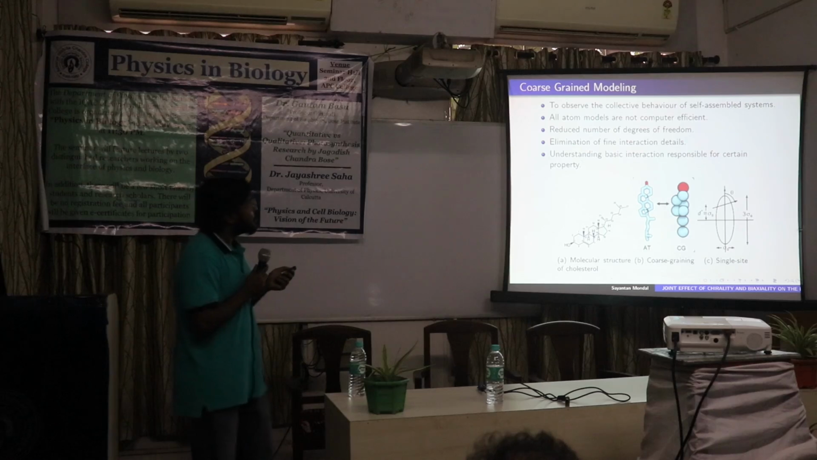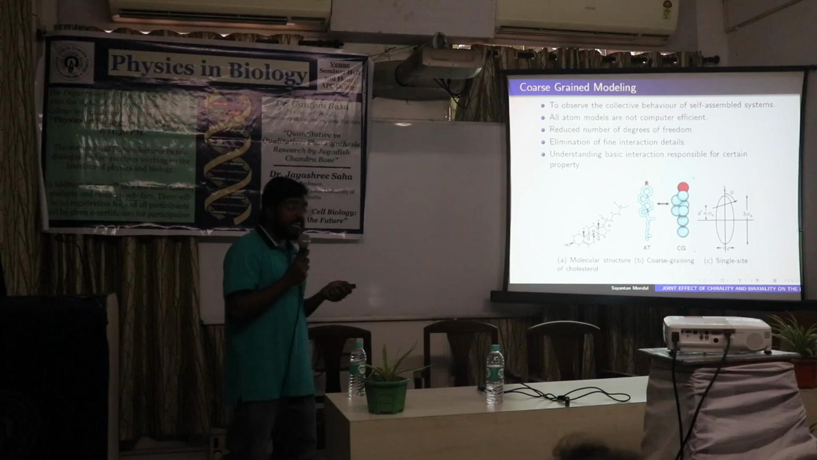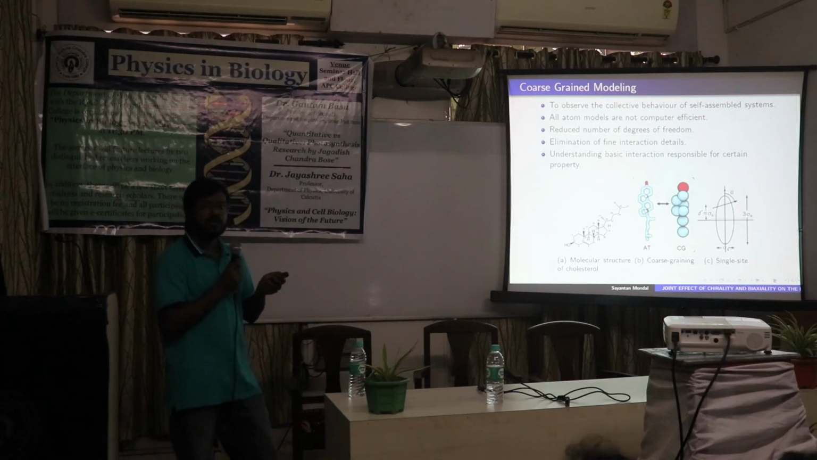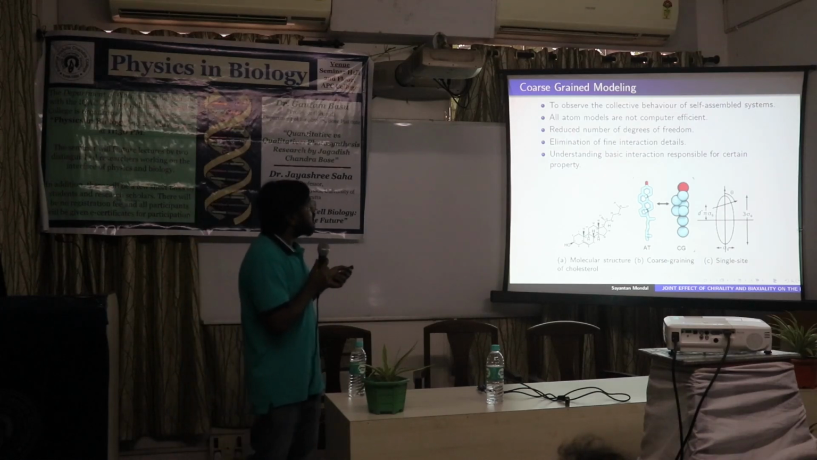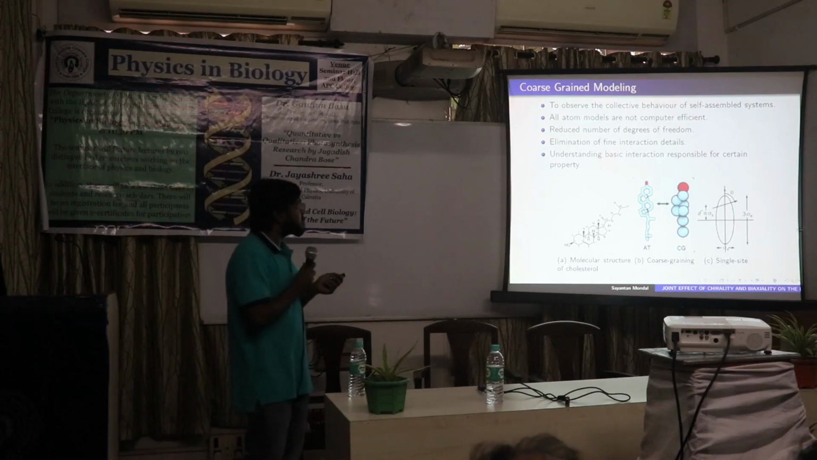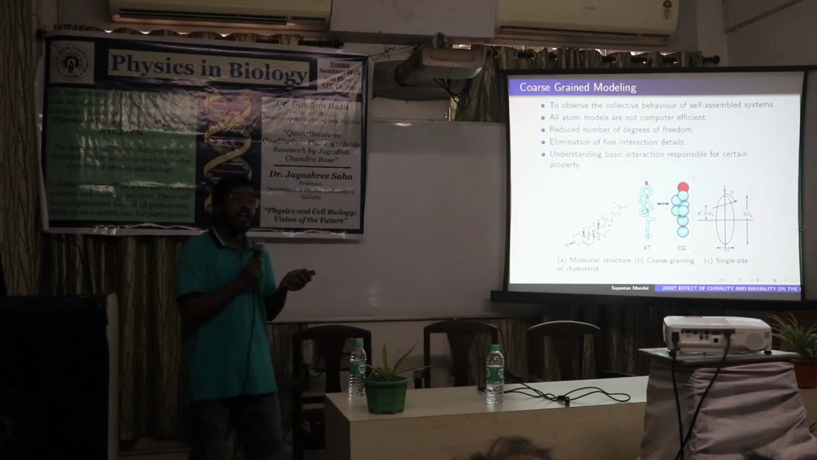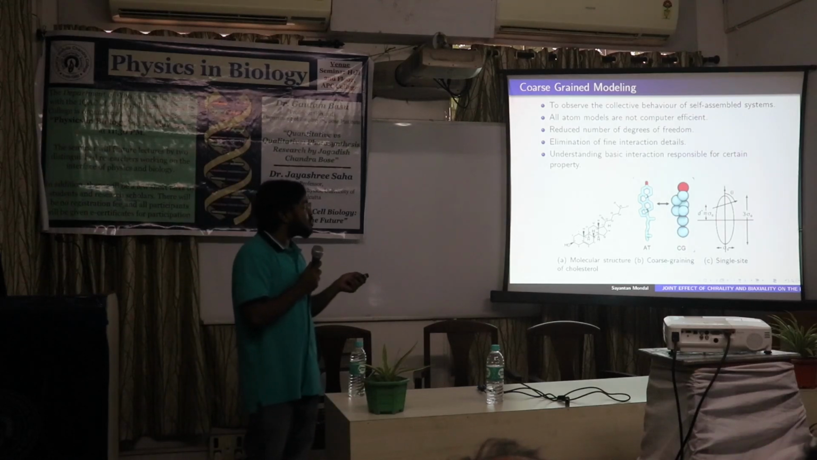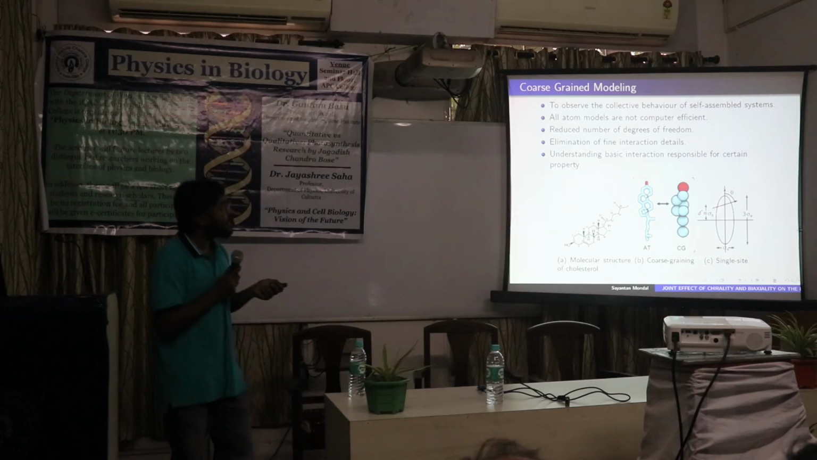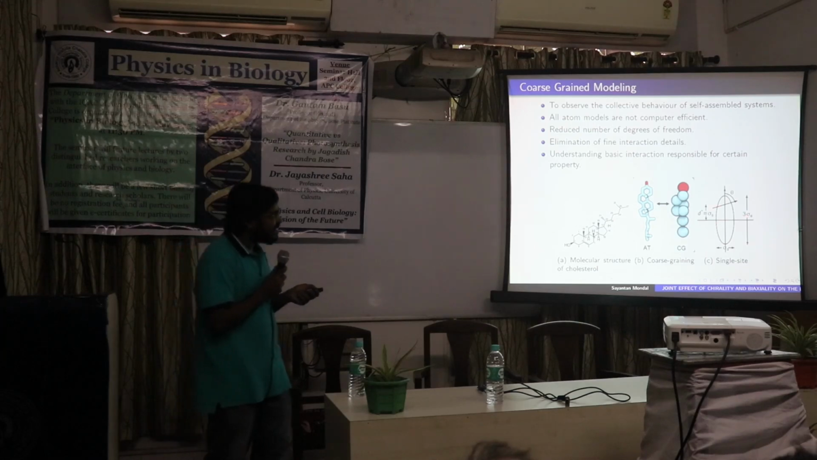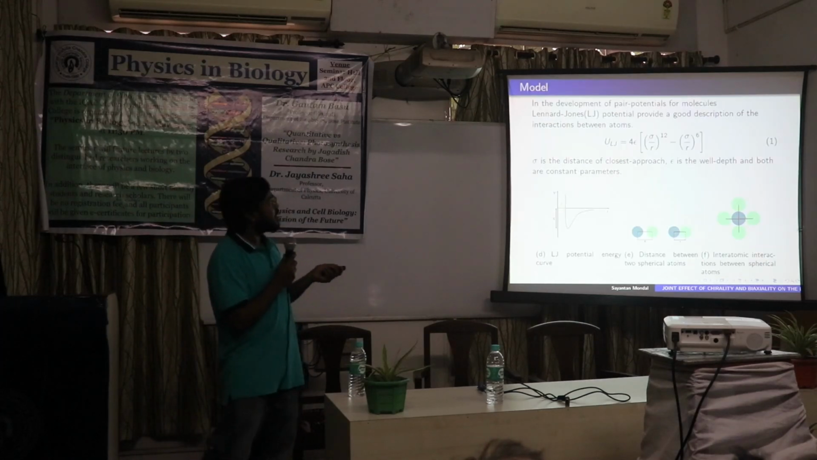Now, for that, we are doing coarse-grained modeling. Why coarse-graining? To observe the collective behavior of our self-assembled system, since all-atom models are not computationally efficient. In a sense, there are too many degrees of freedom. So we reduce the number of degrees of freedom, eliminating fine interaction details, and understanding the basic interactions responsible for certain properties. A molecule consists of several atoms, and these are coarse-grained into a single-site model where we give the proper interaction, or rather our potential, to that interaction site, which mimics our ellipsoidal system.